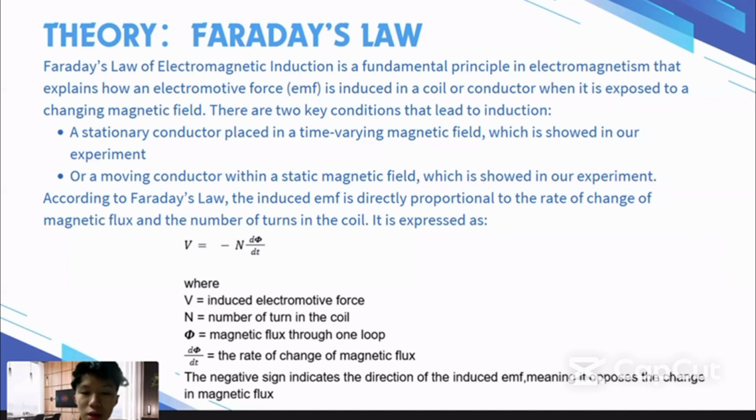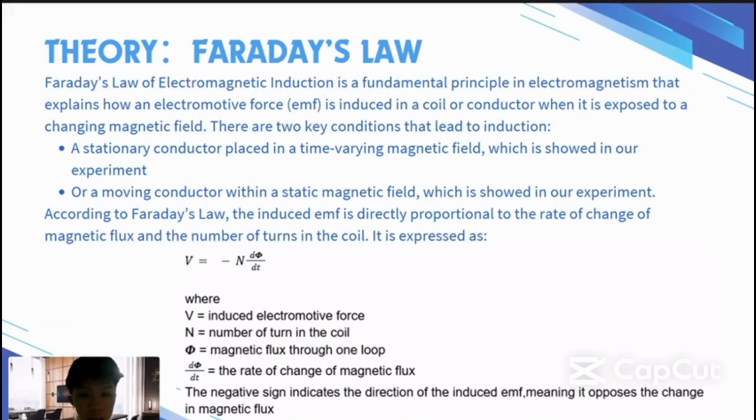According to Faraday's law, the induced EMF is directly proportional to the rate of change of magnetic flux and the number of turns in the coil. It's expressed as a formula that's set in the picture. V is equal to the induced electromotive force, and N is equal to the number of turns in the coil, and flux is the magnetic flux through one loop. And the negative sign indicates the direction of the induced EMF, meaning it opposes the change of magnetic flux.